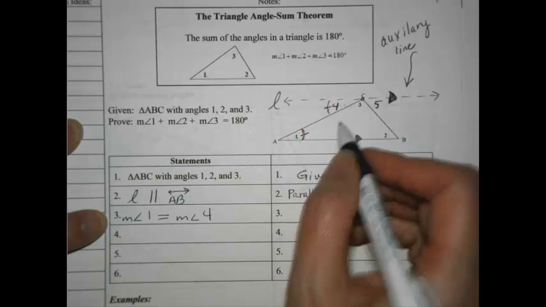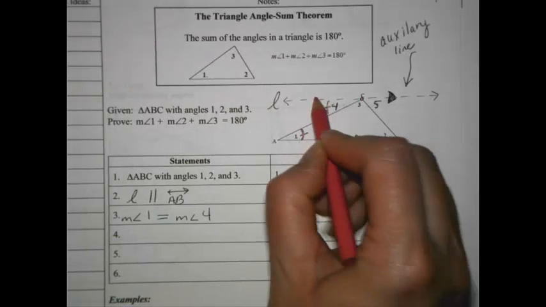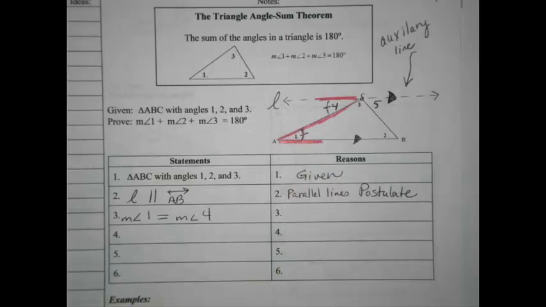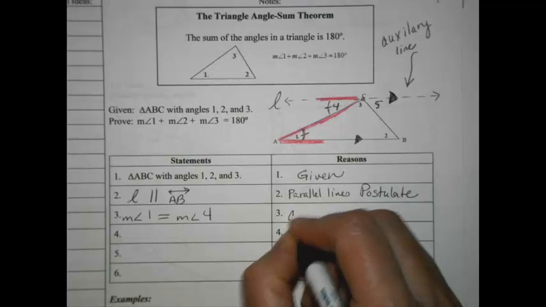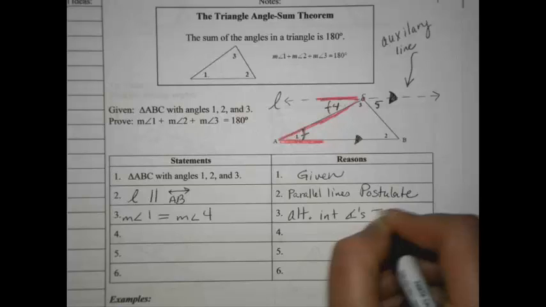You see the Z that they make? Let me get rid of my colored pencils. You see the Z here with our parallel lines down the transversal? Those are parallel lines. So those two angles, those are alternate interior angles. That's going to be my reason. Alternate interior angles theorem.